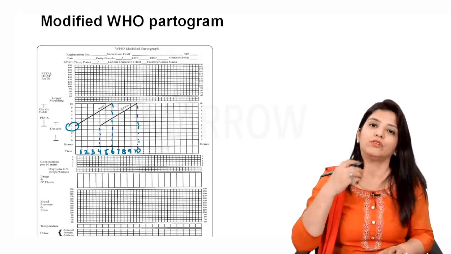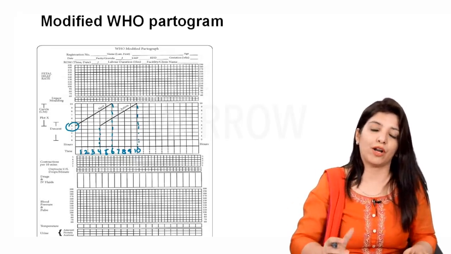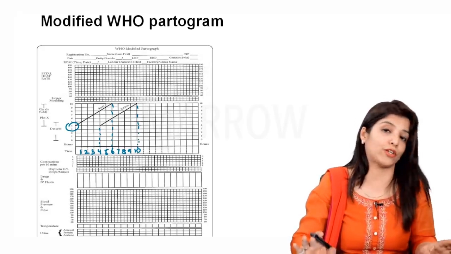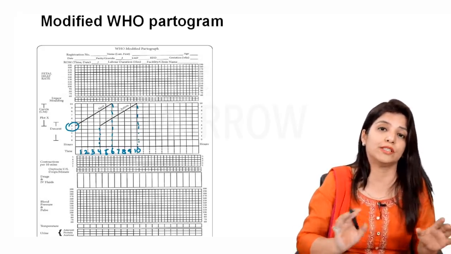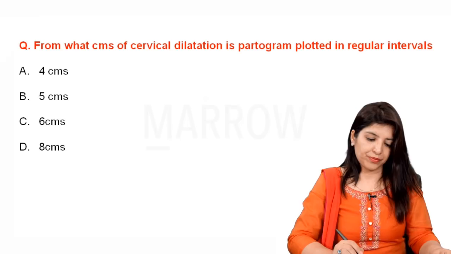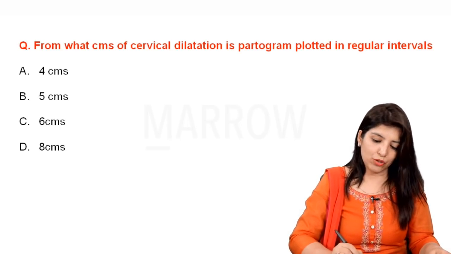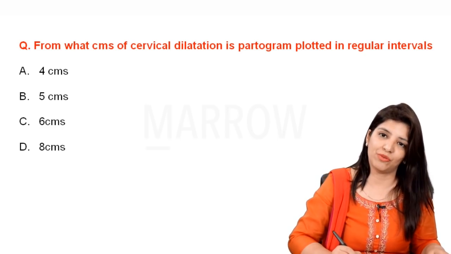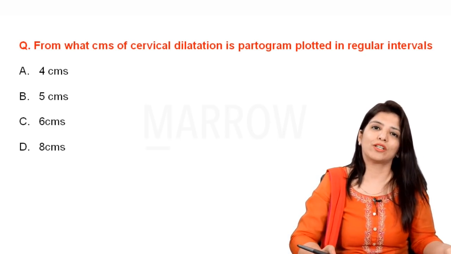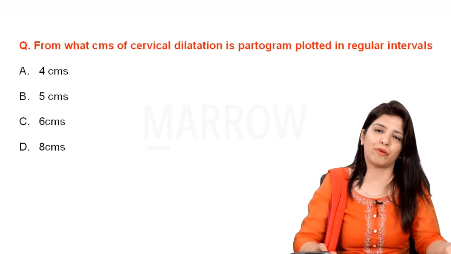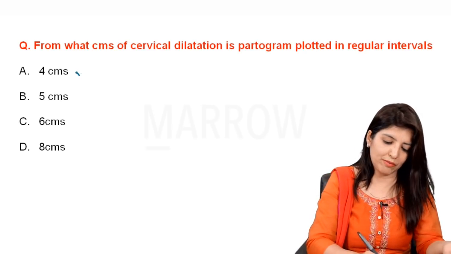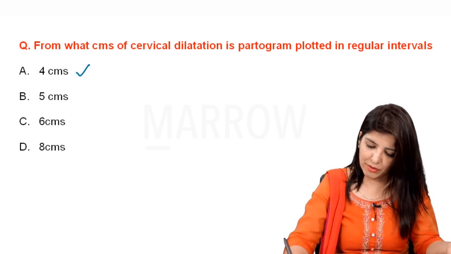Now let's do the questions which have been asked on partograms, and believe me, there are a number of questions which have been asked in partogram recently in AIIMS. So first question, from what centimeters of cervical dilatation is partogram plotted in regular intervals? In modified WHO partogram it is plotted at 4 centimeters. So your answer here is 4 centimeters.